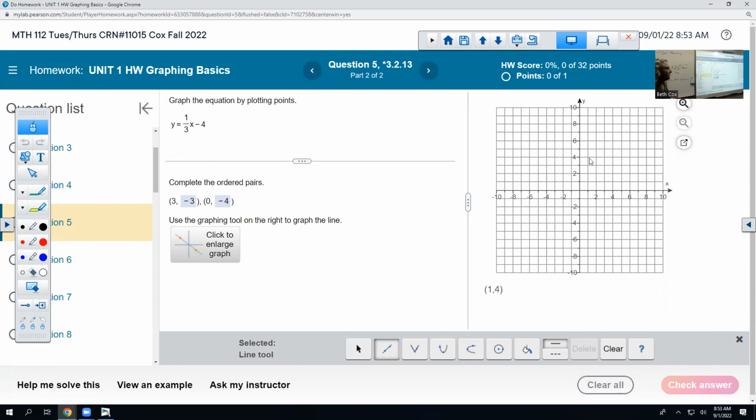Then as I come up here to my grid, notice here in the bottom corner, it tells me where my cursor is actually located, in case you can't see. And I'm going to find 3, -3. There it is. And I'm going to click.